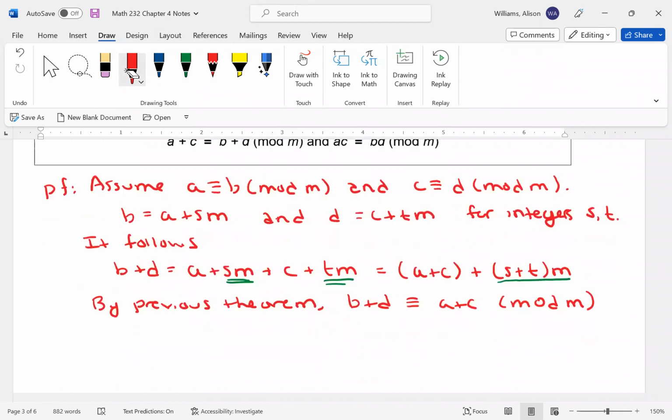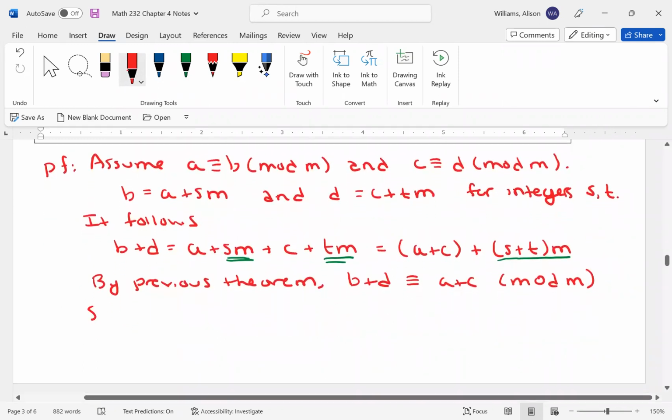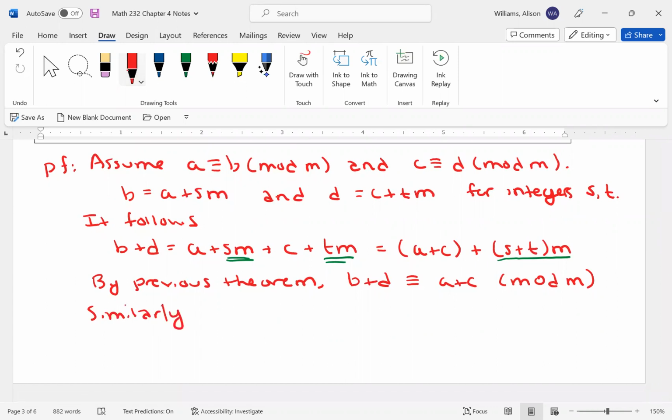And similarly, wow, that's supposed to have an L. Similarly, there we go.